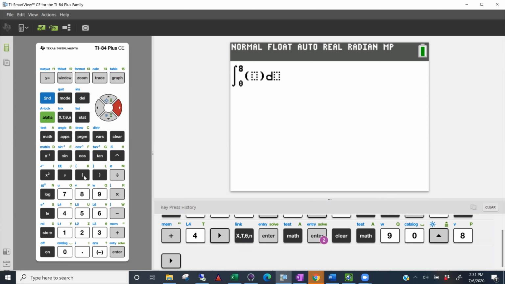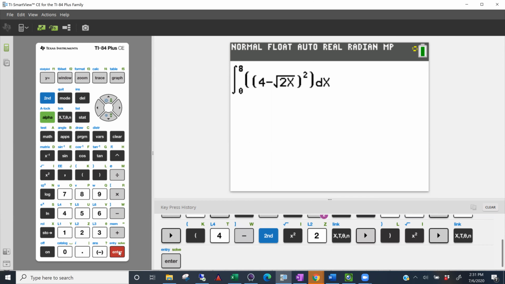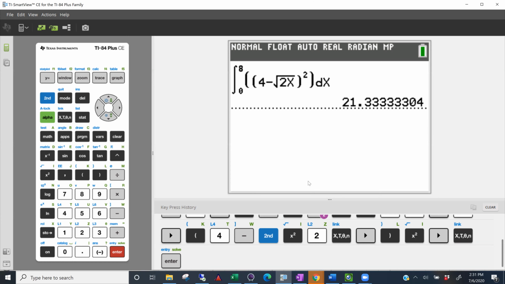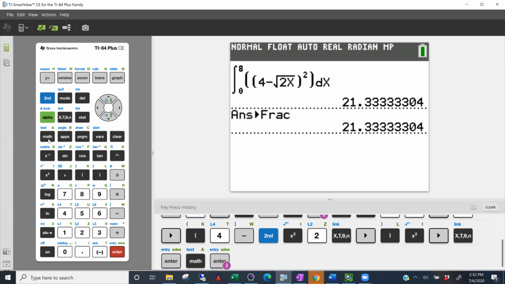Now, when you're doing this expression, I need another set of parentheses. I need parenthesis 4 minus square root of 2x. And then I have to exit here, so you press a right arrow, then another parenthesis, and then the square key. So I guess it takes a little bit of finesse to even do this on your graphing calculator. Well, let's see what we get. Now, this is probably supposed to be 21.33333333, et cetera, right? But I'm not getting that exact value. In fact, if I try to do the math answer to fraction stuff like I did just a little bit ago, it's not going to give me anything. So, okay, it's good to verify it, but it kind of looks like 21 1/3.